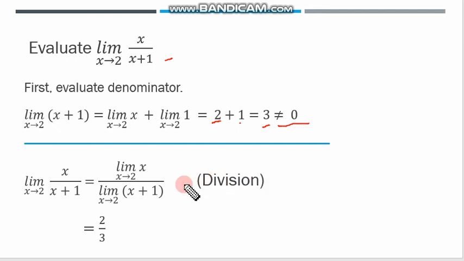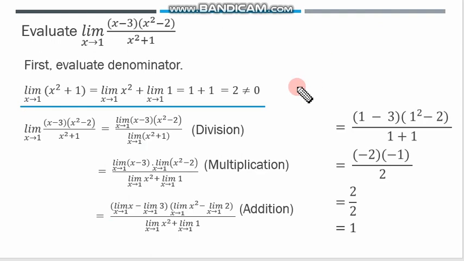So the limit of x over x plus 1 as x approaches 2. So the limit of x as x approaches 2 is the value of c. So that's 2 over what we have gotten here already. So that's 2/3.